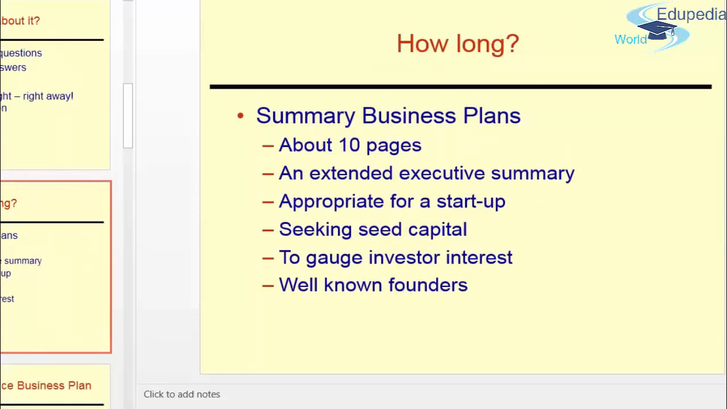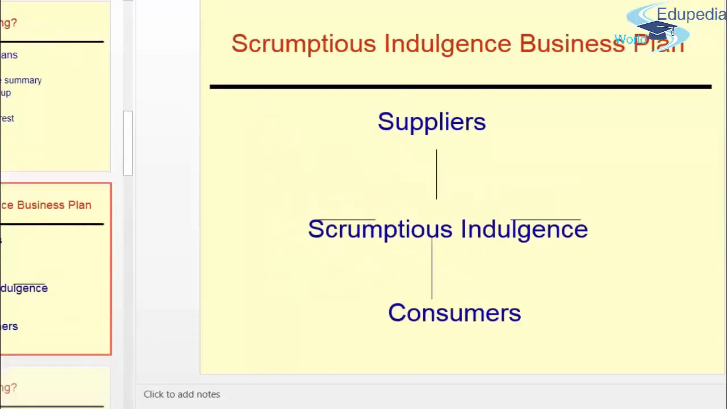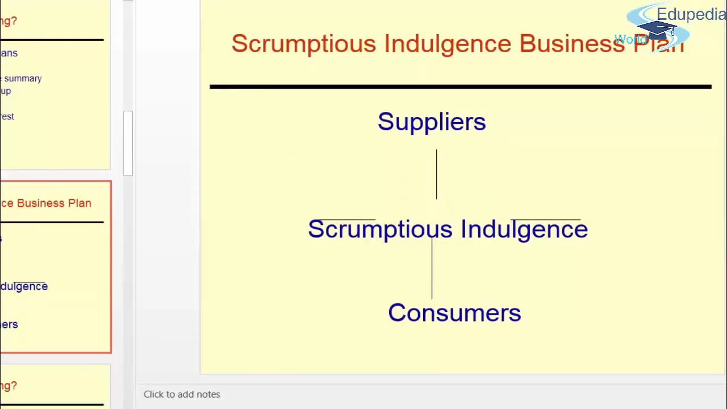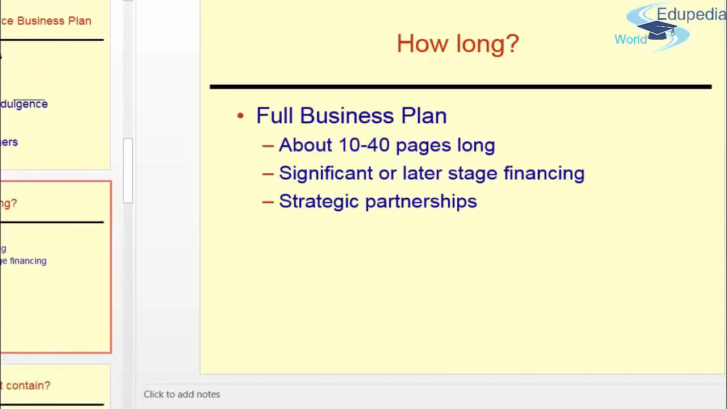If you look at a typical business plan, it's about 10 pages. It has an extended executive summary, appropriate for a startup seeking seed capital to gauge investor interest, with well-known founders. All of these come together to create a successful business plan. So, in our example, for scrumptious indulgence, I would need to define my suppliers and my consumers. And a full business plan is about 10 to 40 pages long.